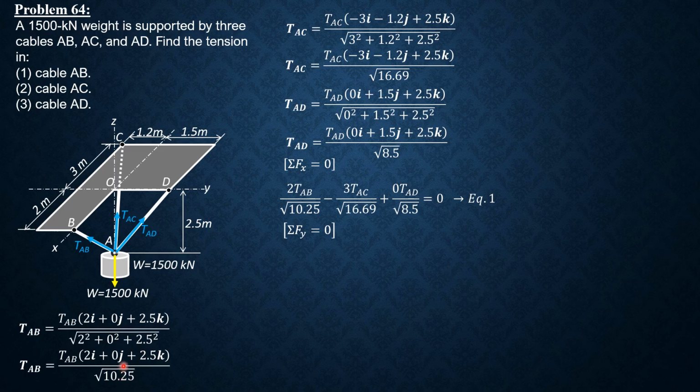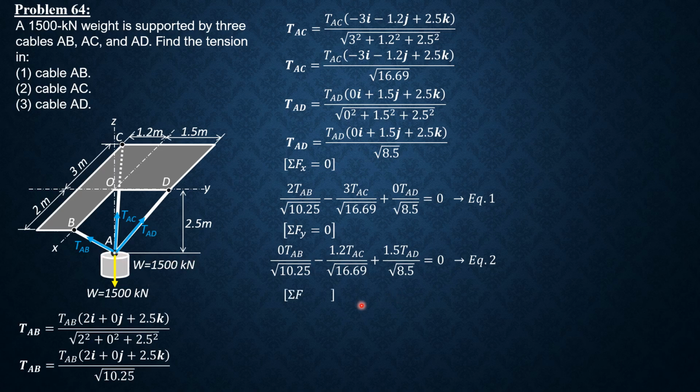And we have 0 TAB over square root of 10.25, then minus 1.2 TAC over square root of 16.69, then plus 1.5 over square root of 8.5 tension AD equals 0. So the 1,500 kilonewton weight has no Y component also, only the Z component.